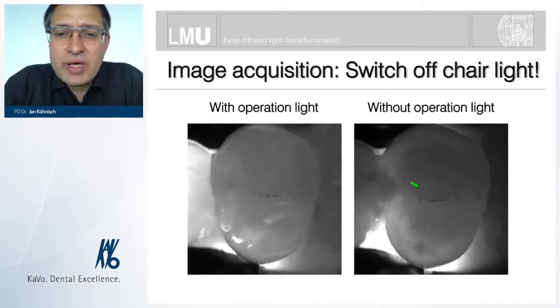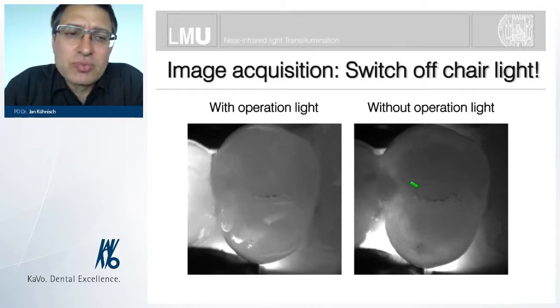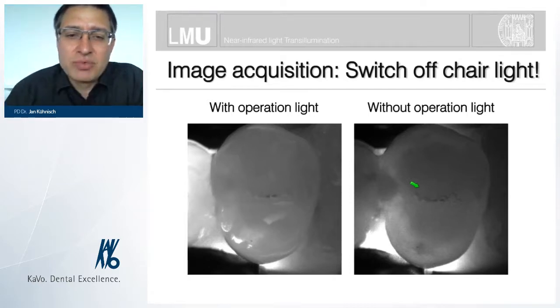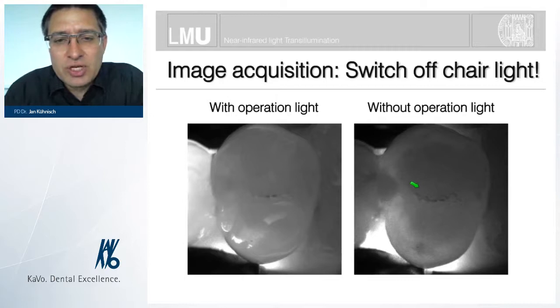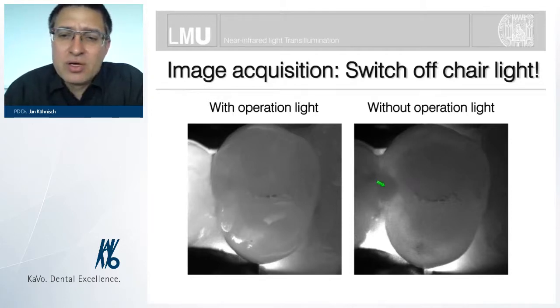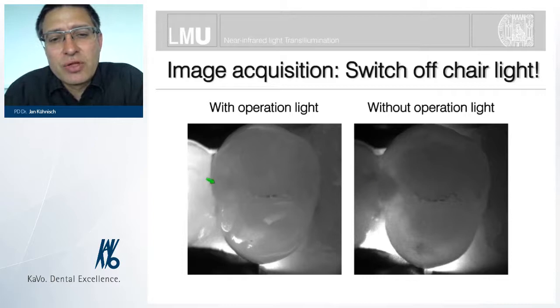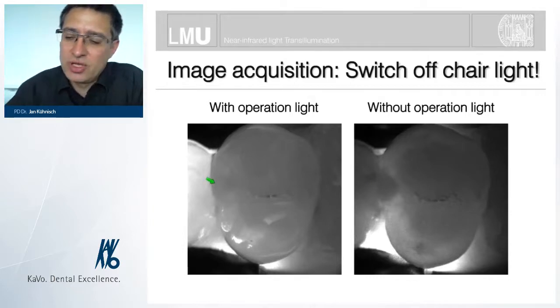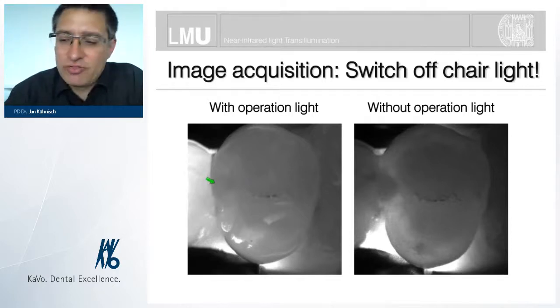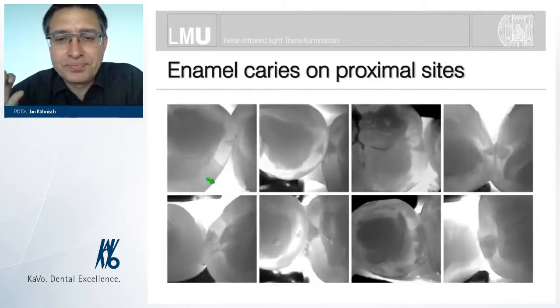Another experience which is more or less well known to all of them who are working with this camera is that it is of importance to switch off the chair light, the light of the dental chair. And you see this from this example. In the left image, the operation light was switched on. On the right side, it was switched off. And it means we can see here the demineralization, which is not detectable on the same tooth with operation light. And for that reason, it is recommended to switch off the operation light.